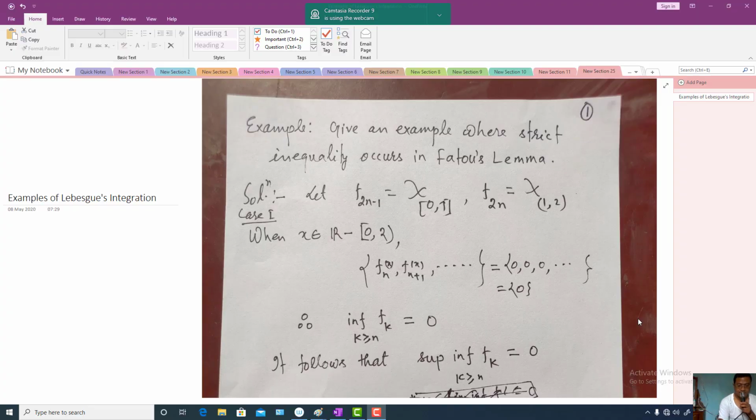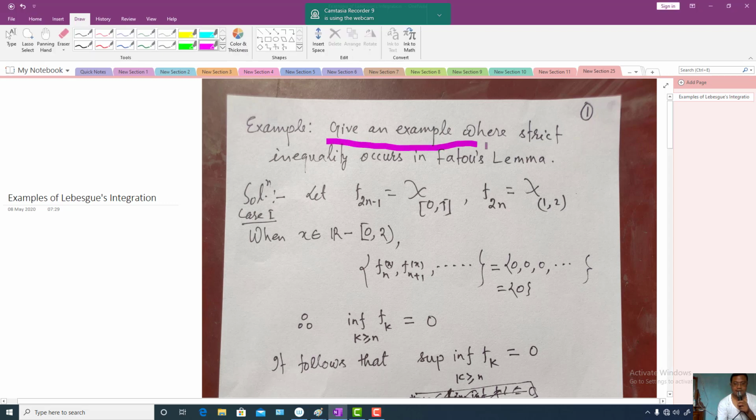My dear student, today let us see some examples, important examples of Lebesgue integration. First, we will be giving an example where the strict inequality occurs in Fatou's lemma. Strict inequality. Fatou's lemma is a very important one.